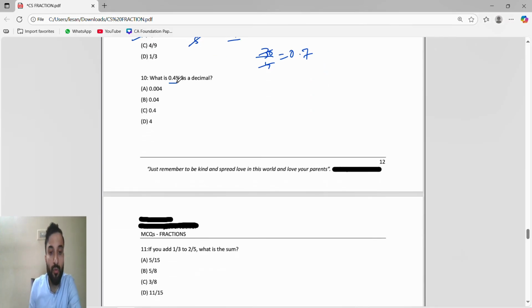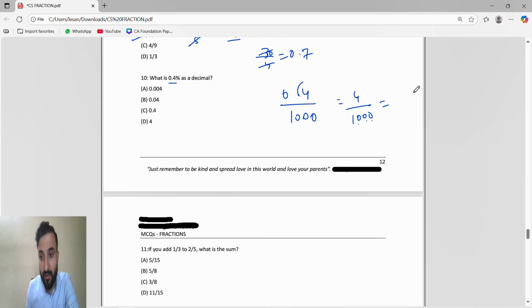What is 0.4%? A very important thing. 0.4% means what? Percent means divided by 100. So this point will get removed, and 1 0 will come here. Now it will become 4 by 1000. 4 by 1000 means 1 2 3. After 3 digits we have to put the decimal. So this is the 1 digit, then again the 2 digit will come, 1 2 3 here, 0.004.